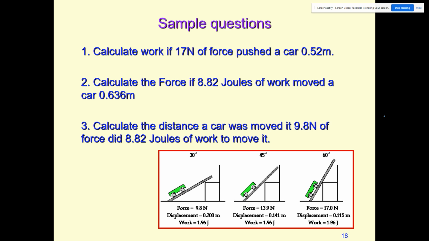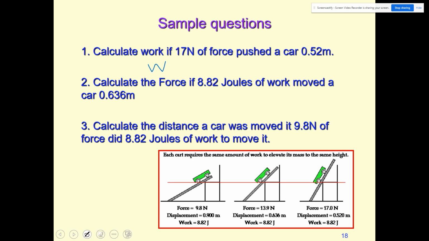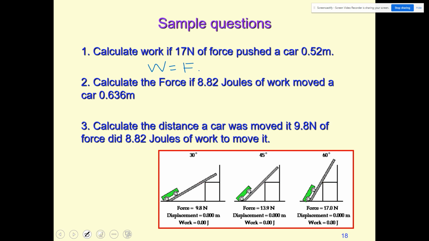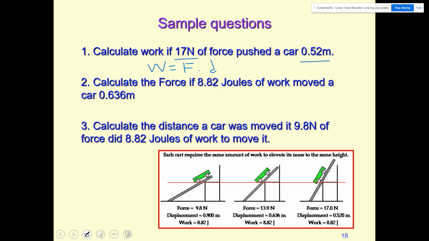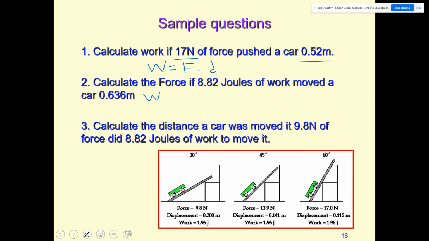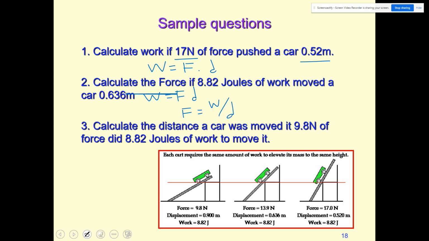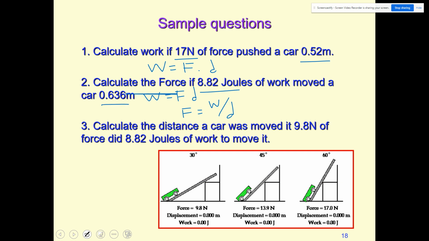Sample questions. Calculate the work if 17 newtons of force pushes the car 0.52 meters. Use the work formula. Work is equal to force times distance. Here's my force, here's my distance. Plug it in and see what answer you get. Calculate the force if a certain amount of joules of work are done to move something. Well, if the work formula is force times distance, I know that the force is going to be equal to the work divided by the distance. Here is my work, here is my distance. Plug those numbers in and see what you get.